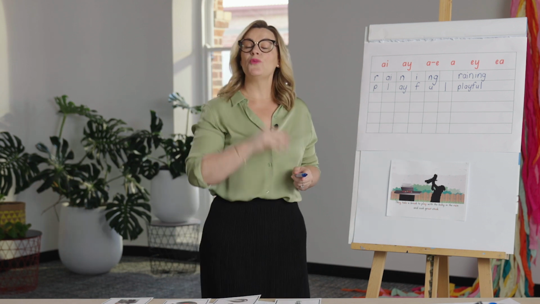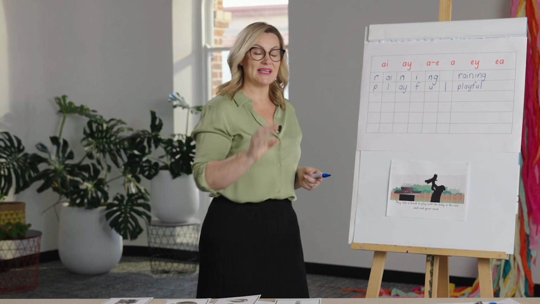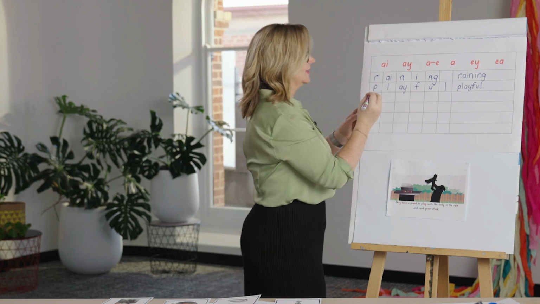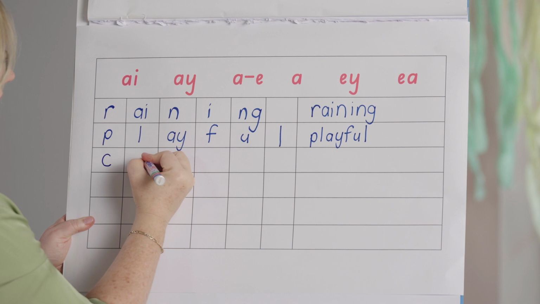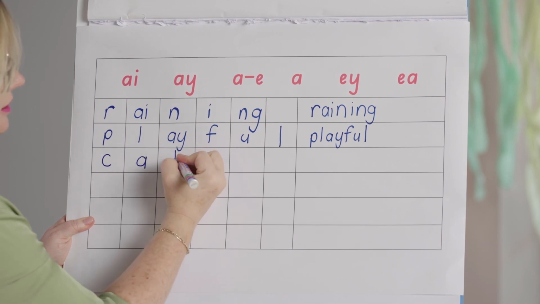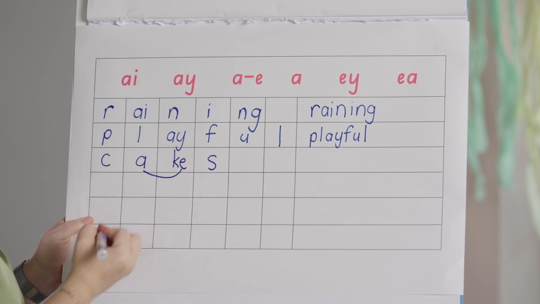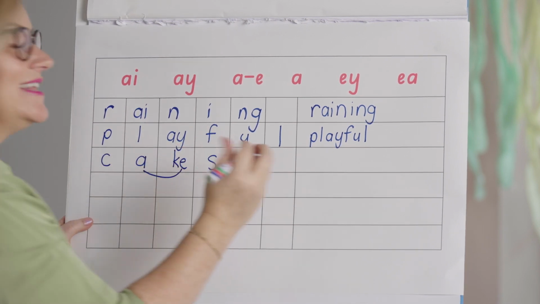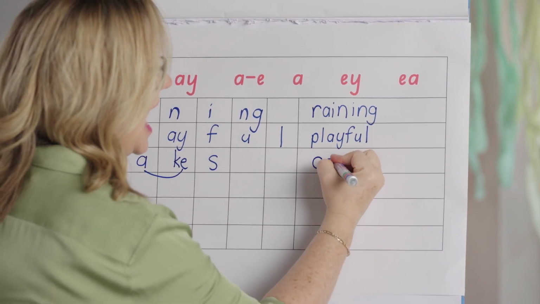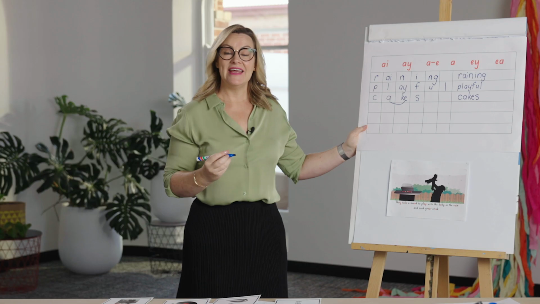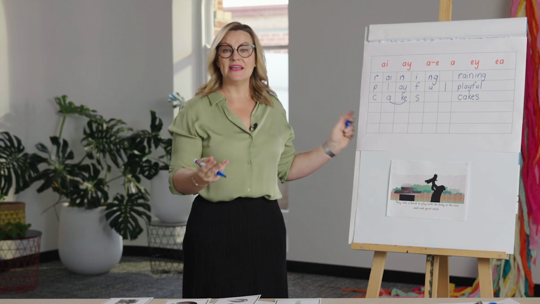Next word. The next word is going to have our split vowel spelling choice. The word is cakes. Tap and say. K-A-K-S. K-A. We know this links back here, don't we? Write the word cakes. Cakes. Terrific.